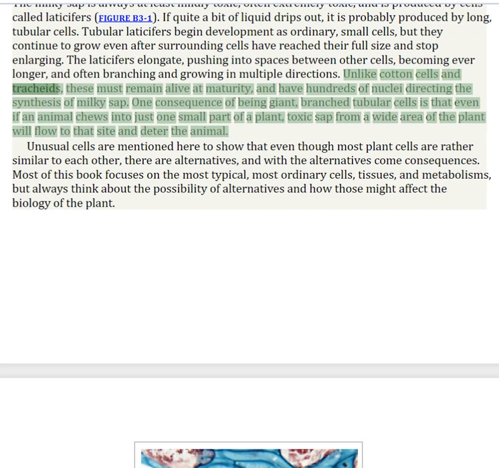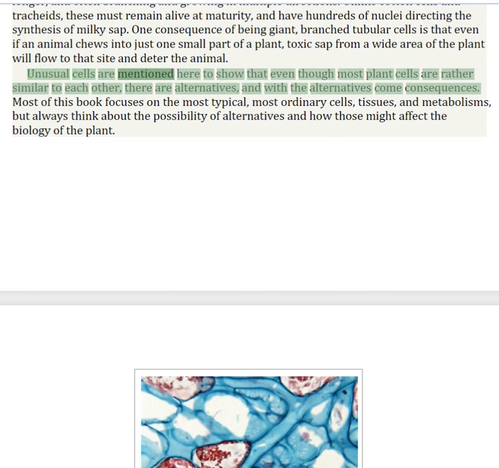Unlike cotton cells and tracheids, these must remain alive at maturity, and have hundreds of nuclei directing the synthesis of milky sap. One consequence of being giant, branched tubular cells is that even if an animal chews into just one small part of a plant, toxic sap from a wide area of the plant will flow to that site and deter the animal. Unusual cells are mentioned here to show that even though most plant cells are rather similar to each other, there are alternatives, and with the alternatives come consequences.